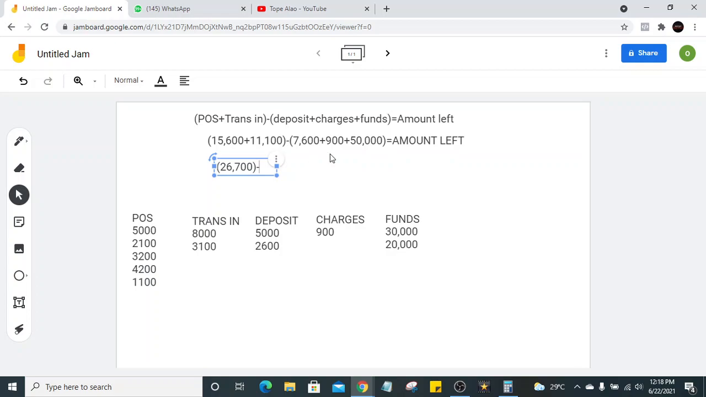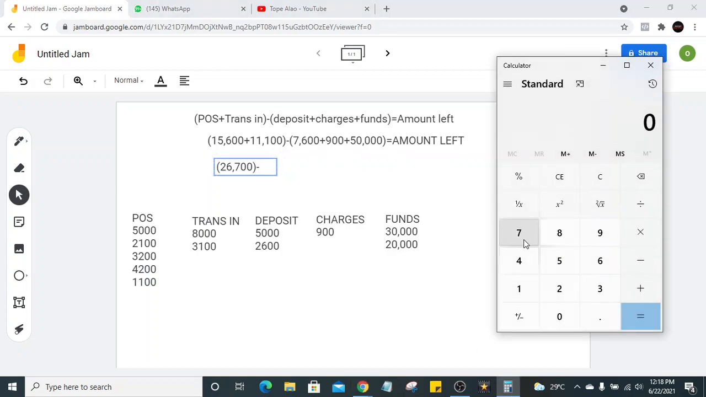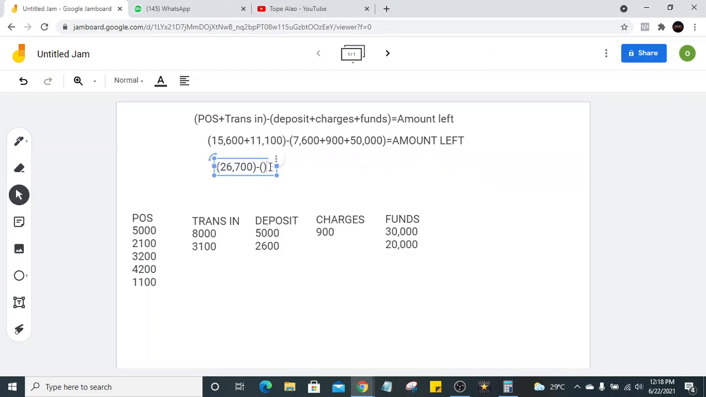So you put the minus. Let's add the second bracket together, 900 plus 50,000, equals 58,500. Let's put another bracket, 58,500. So let's put our equal to back, so amount left. So amount left will be 26,700 minus 58,500.